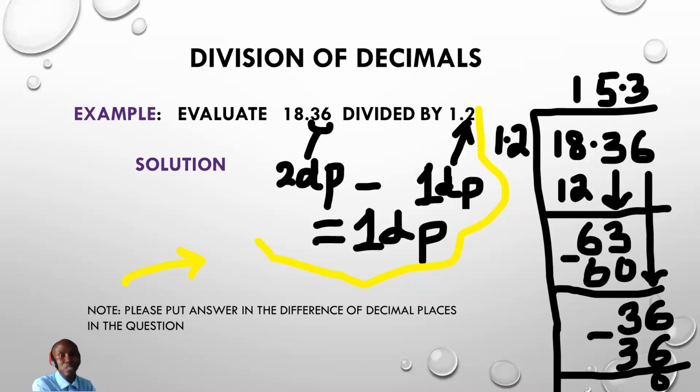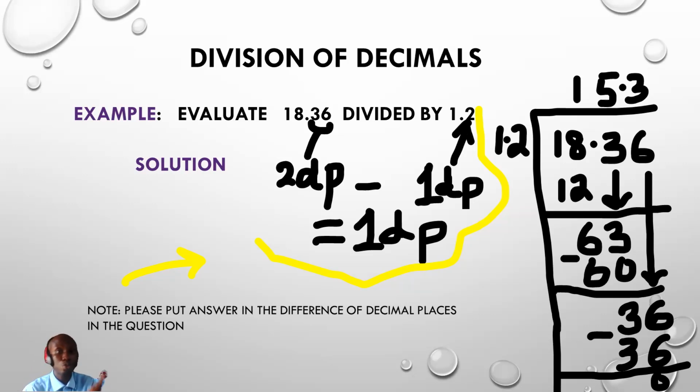That's decimal division. How do you divide decimals? The first decimal we have right now is 18.36 divided by the second decimal, which is 1.2. So how do you divide this decimal by this decimal? First of all, you have to know the number of decimal places for each of the numbers. For the first number, we have 2 decimal places because we have 2 digits after the decimal point. And for the second number, we have 1 decimal place because we have 1 digit after the decimal point.